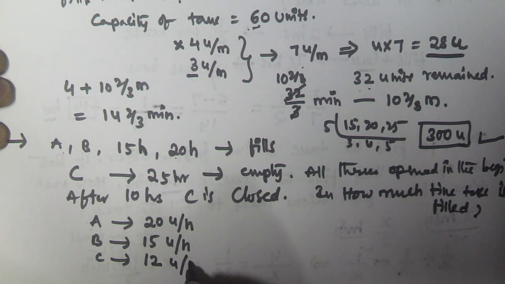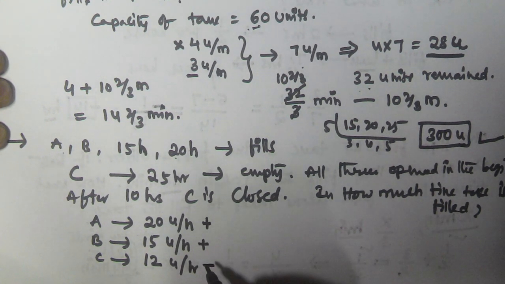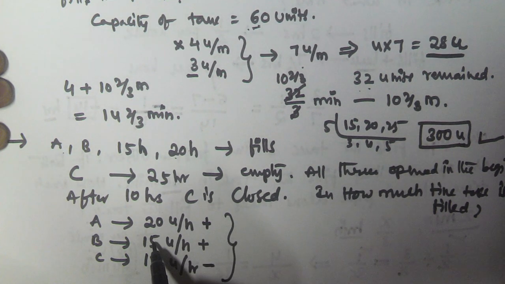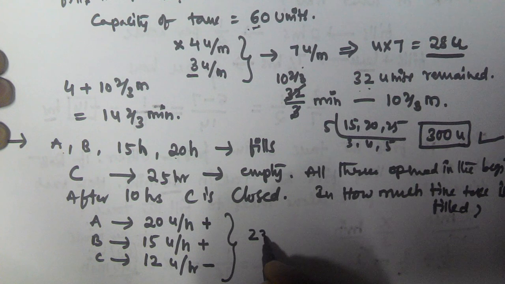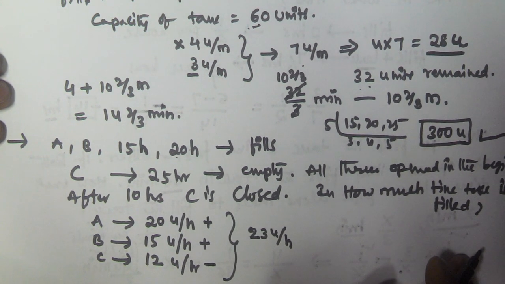12 units per hour. So this one is filling, that means plus, and this one is also filling, plus, and this one is emptying. If all three are opened, then 20 plus 15 is 35, minus 12 is 23 units per hour. If all three are opened, they will fill 23 units per hour.